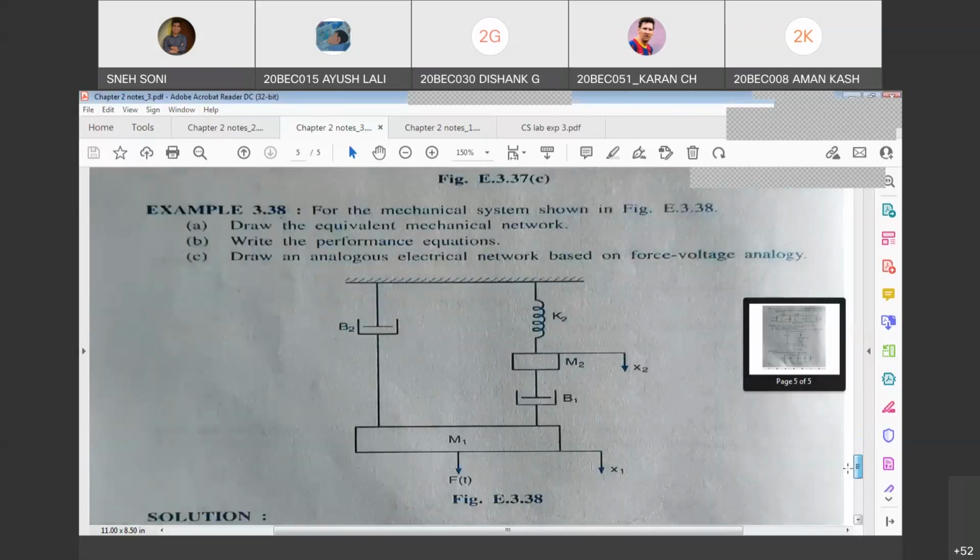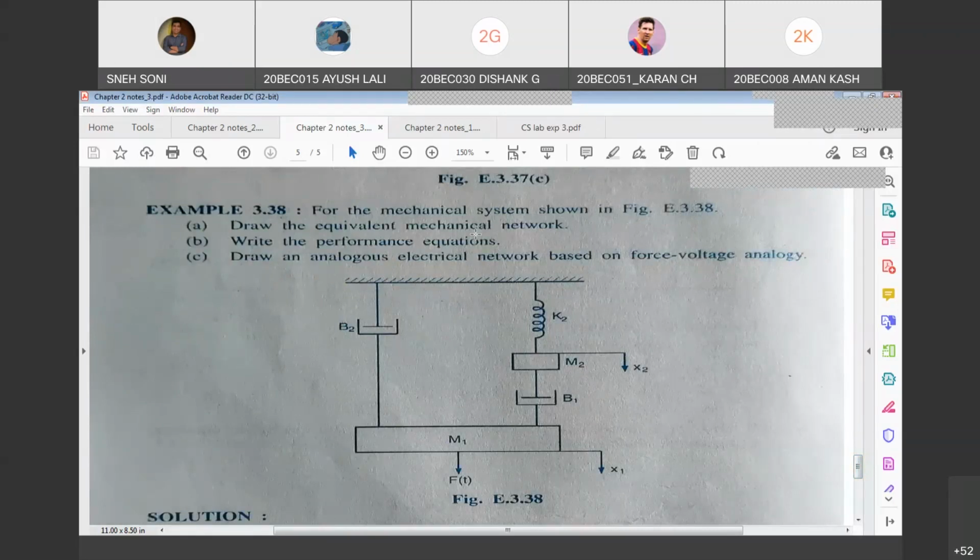So let's see the last example of this pattern. For the following mechanical system shown in the figure, draw the equivalent mechanical network, which is nothing but nodal diagram. Then write the performance equations, means valence equations, and draw analogous electrical network based on force voltage. This is also very easy. You are straight away applying force on mass M1, okay, and you are applying force on mass M2.